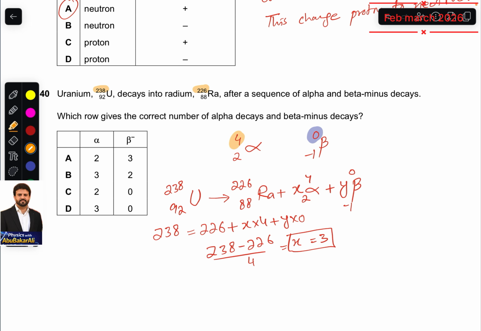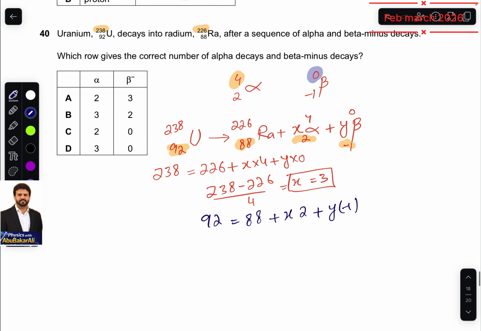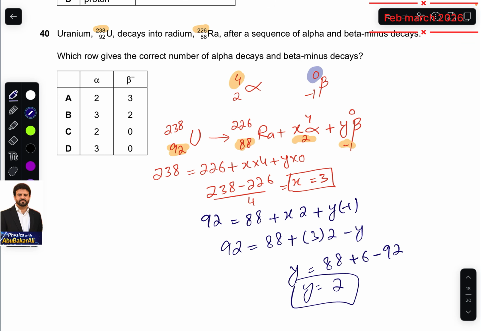Now when we apply the balancing of the equation on the charges, we get 92 is equal to 88 plus x times 2 plus y times minus 1. So 92 is equal to 88 plus 6 minus y. So y is equal to 88 plus 6 minus 92. Let me solve this. This will give you 2. So alphas are 3 and betas are 2.